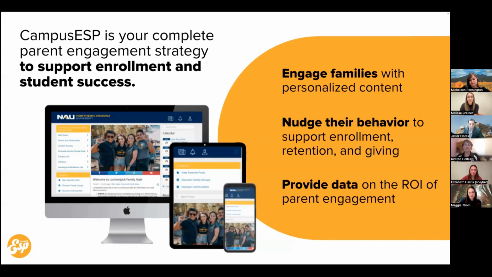Campus ESP is a platform and software that we provide to higher education institutions to really help them grow, scale, and build their parent engagement strategy. We do this really to help them improve any of their institutional goals, from early things like enrollment through the student success cycle up to graduation and beyond.